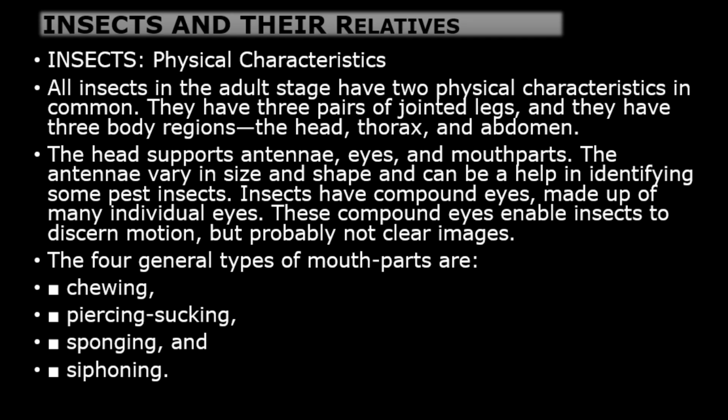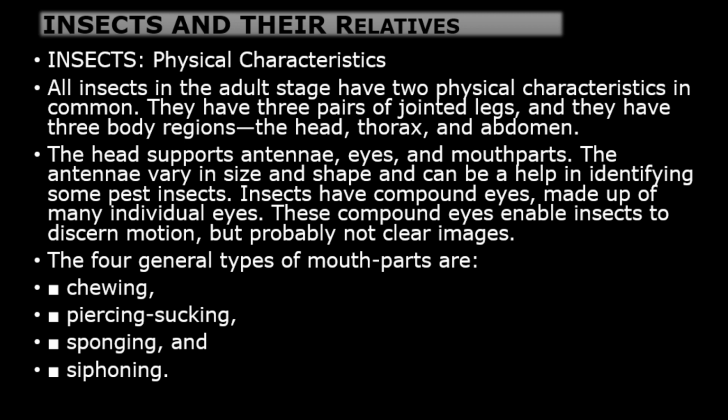Insects and their relatives. Insects, physical characteristics. All insects in the adult stage have two physical characteristics in common. They have 3 pairs of jointed legs, and they have 3 body regions: the head, the thorax, and abdomen. The head supports antennae, eyes, and mouth parts. The antennae vary in size and shape and can be a help in identifying some pest insects. Insects have compound eyes made up of many individual eyes. These compound eyes enable insects to discern motion, but probably not clear images.